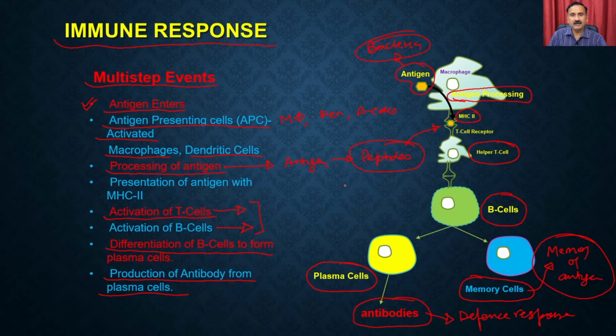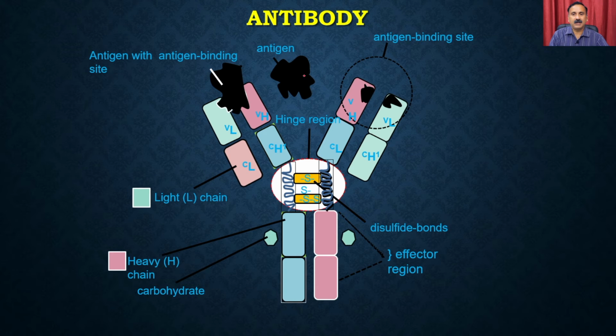An antibody is a Y-shaped molecule, and it is going to provide protection against infectious organisms. What you see here is an antibody molecule, and it is going to have two chains. It is going to have the heavy chain and the light chain. So, this is the heavy chain that you see, and this is the light chain.